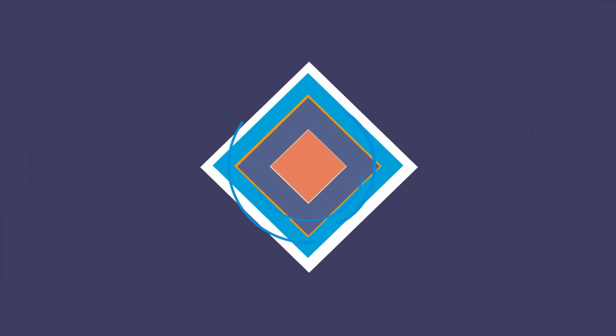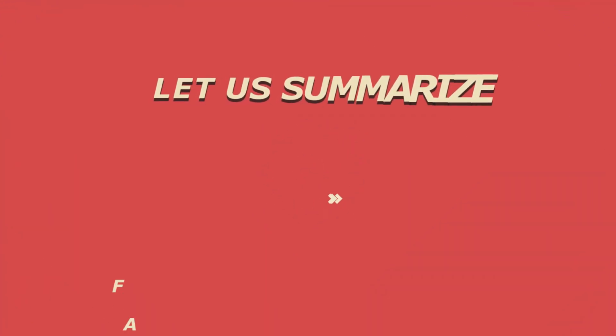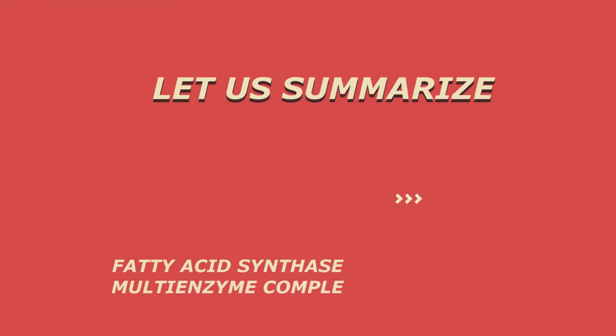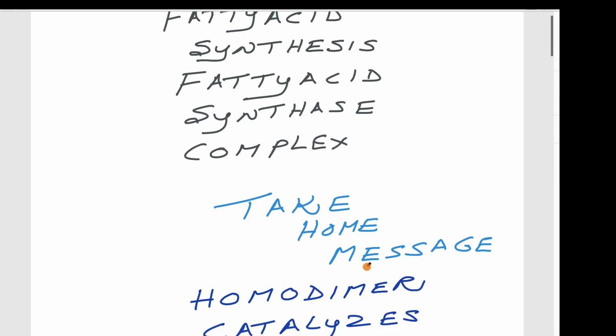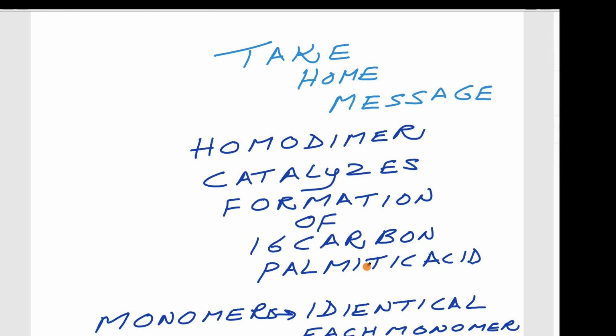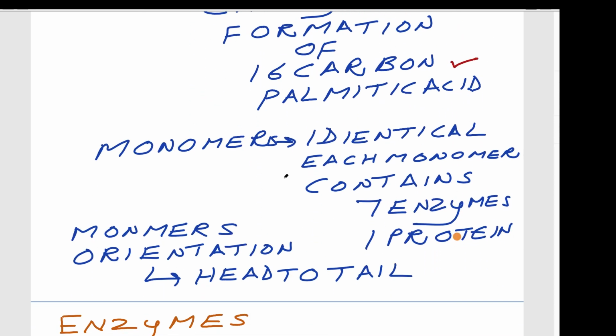In this session, I have discussed the fatty acid synthase complex, which is required for fatty acid synthesis. Let us summarize. The fatty acid synthase complex is a multi-enzyme complex. It is a homodimer; 2 identical units are present. It catalyzes formation of 16-carbon palmitic acid. The 2 monomers are identical, and each monomer contains 7 enzymes and 1 protein.